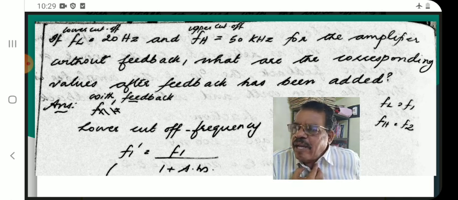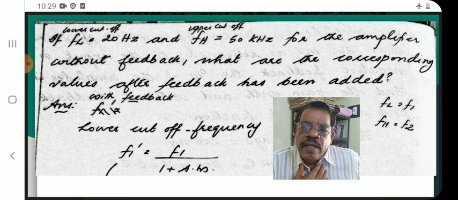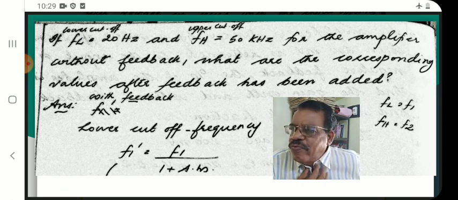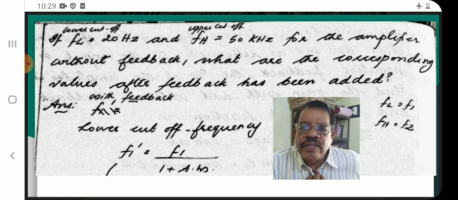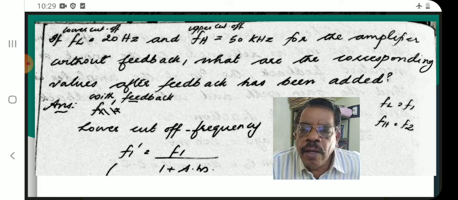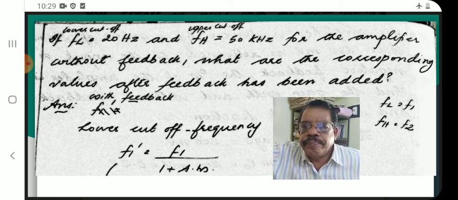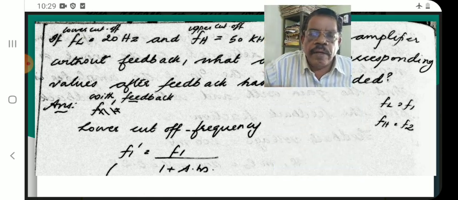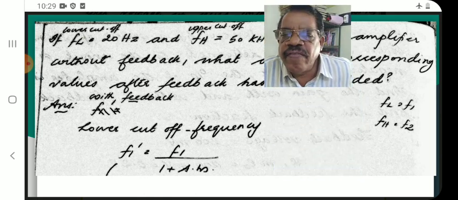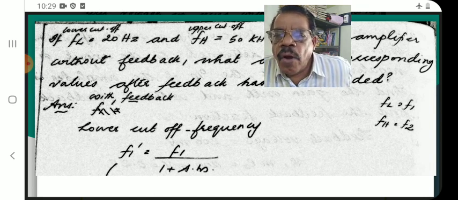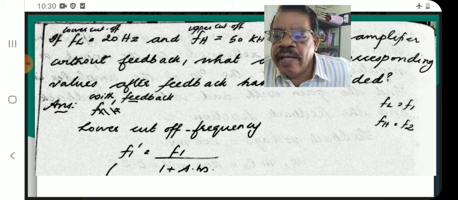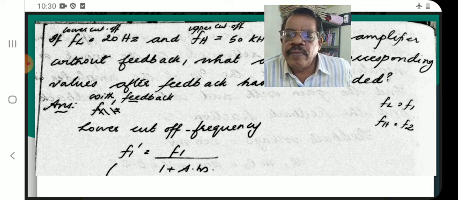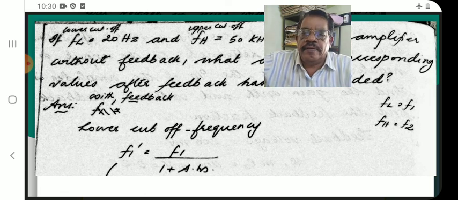When we studied the advantages of negative feedback, we wrote that there is improvement in the frequency response. The lower cutoff frequency decreases and the upper cutoff frequency increases. The bandwidth increases. That principle should be applied here. So here FL is F1 and FH is F2. The new lower cutoff frequency with feedback, F1 dash, is F1 by 1 plus AM. That is the equation we have studied.